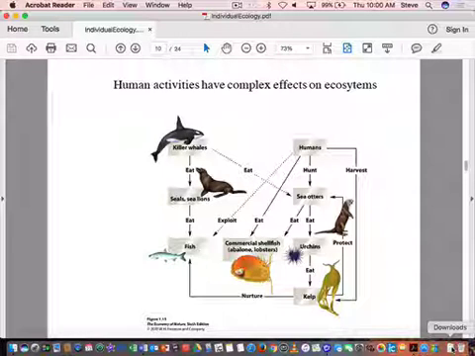You want a little extra credit? Okay. What is this? Do you know what these are called? Food web, good. Don't say food chain. Chain is linear. This is not linear. This is fairly complex. Okay?